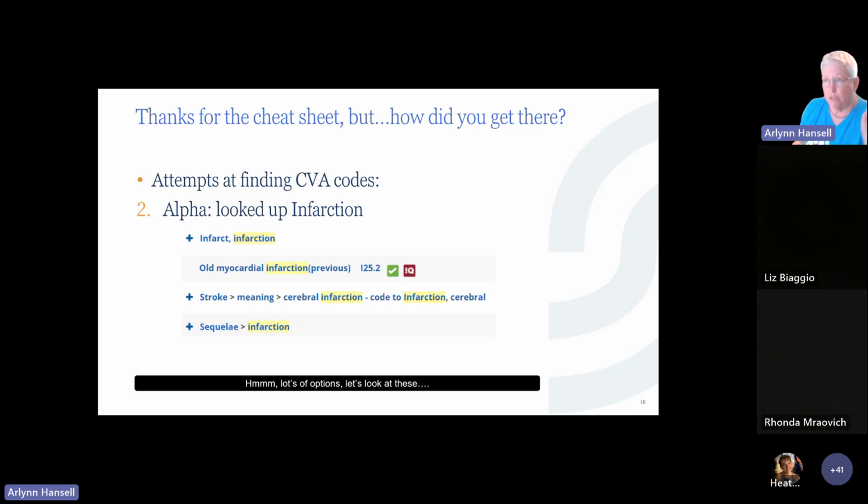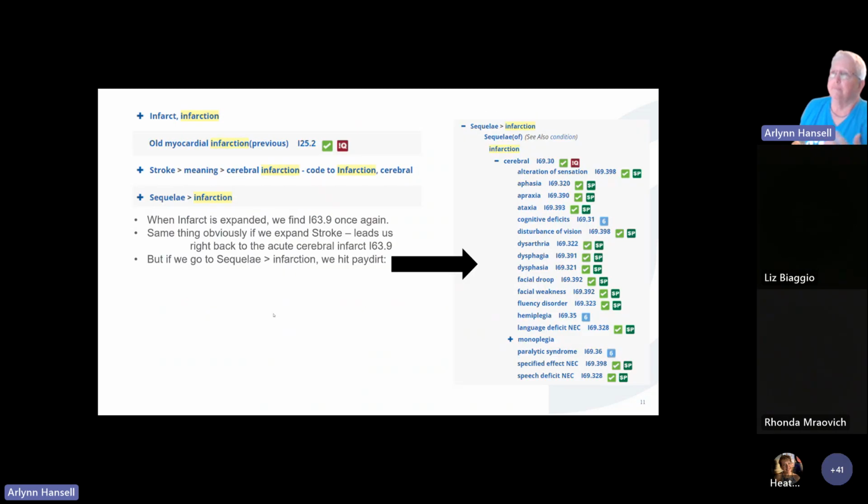We have infarction, the plus sign, you can blow it up. We have stroke, meaning cerebral infarction, code to infarction cerebral. Well, we know what happened with that. We've done that already. It got us to the I63.9, which is a dead end. And then we have sequela infarction. All right, so we have lots of things here. Let's take a look at them.